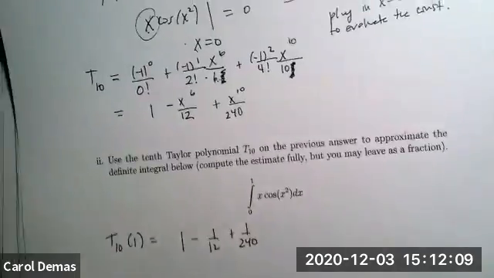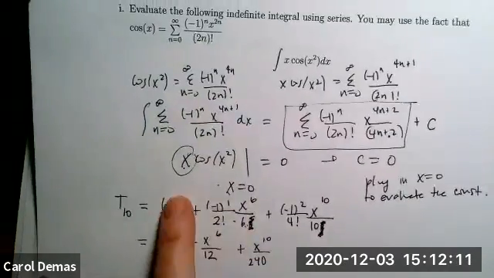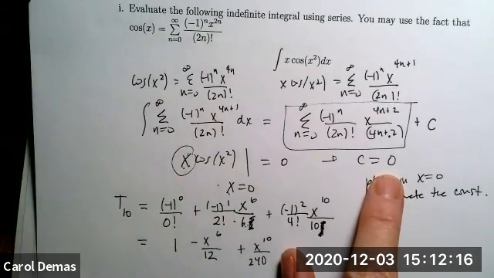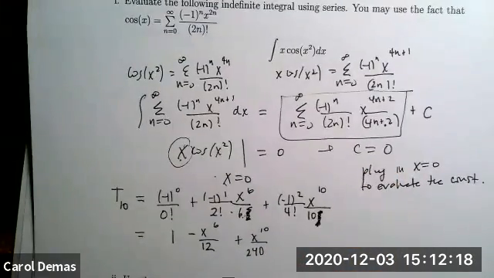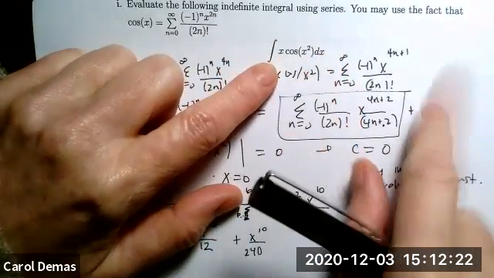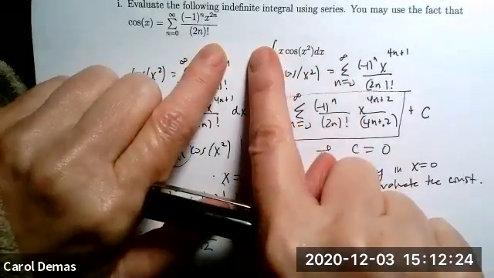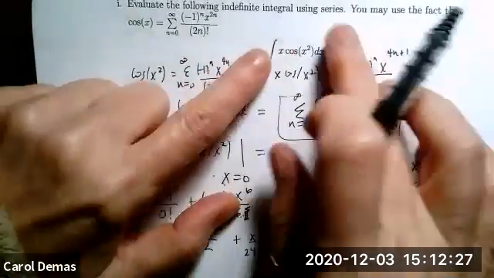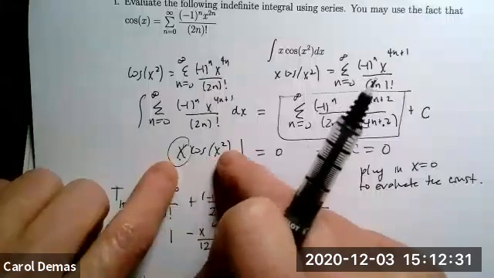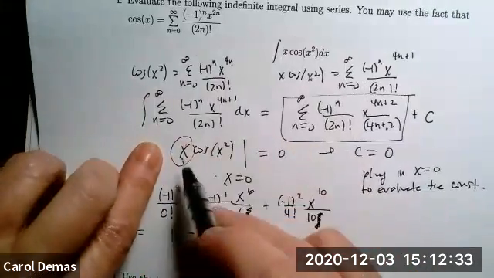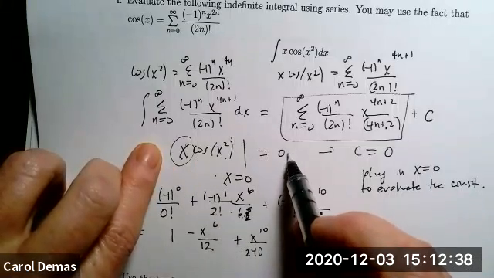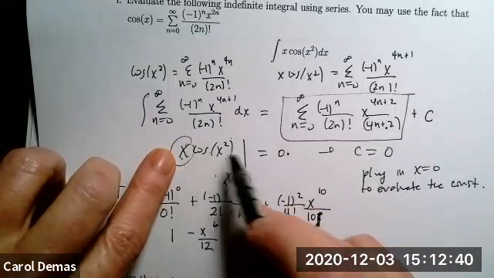Wait, why is x equals 0 one more time? Why did I use x equals 0 to evaluate the constant? Is that the question? Okay, because we have an indefinite integral, I can evaluate that constant if I plug in x equals 0, because that integral represents x times the cosine of x squared, right? I'm going to use the fact that I know that x times the cosine of x squared is 0. Do you agree? Because 0 times anything is 0.